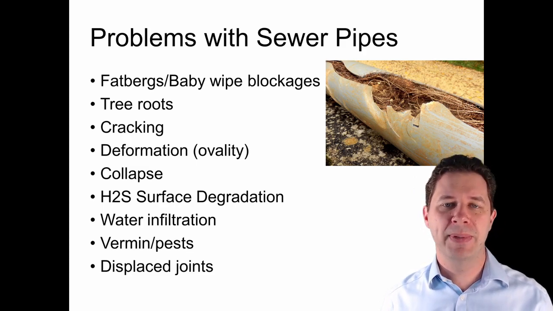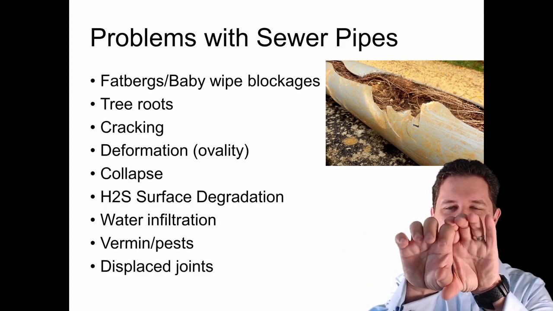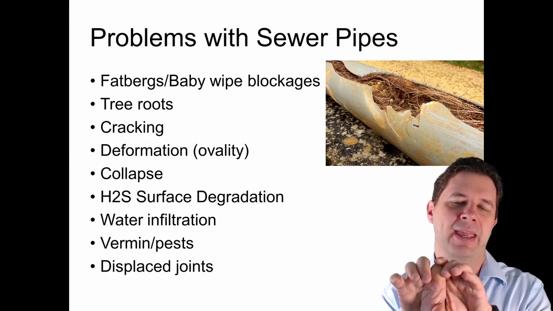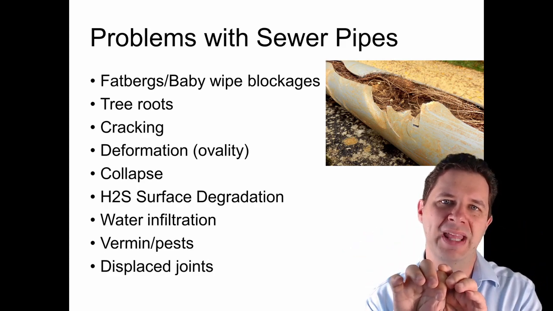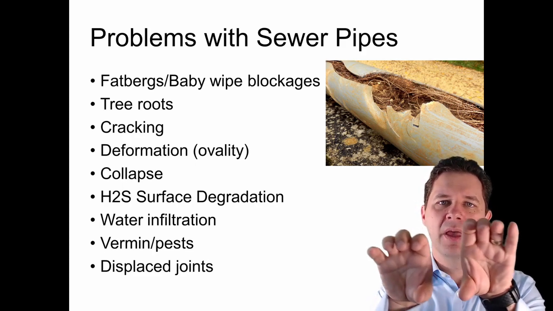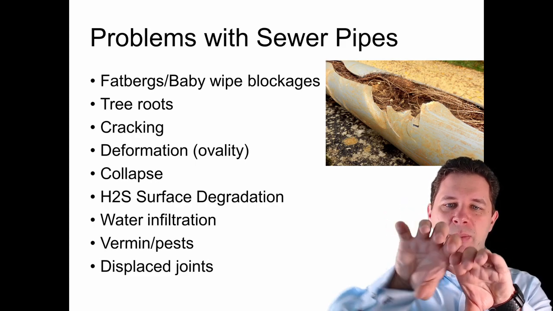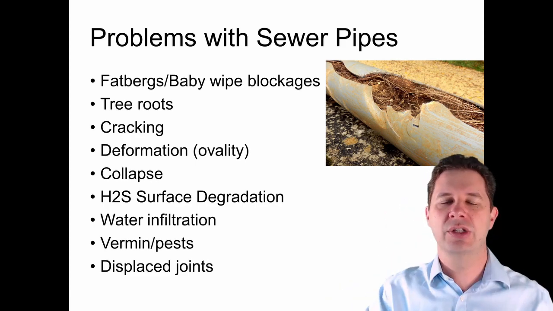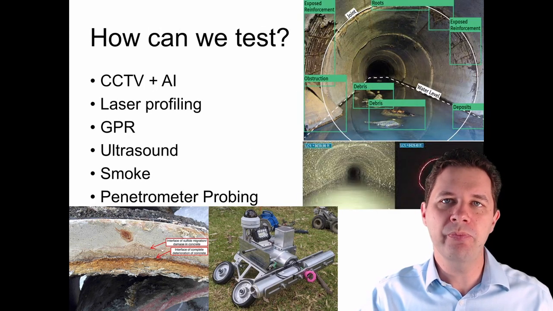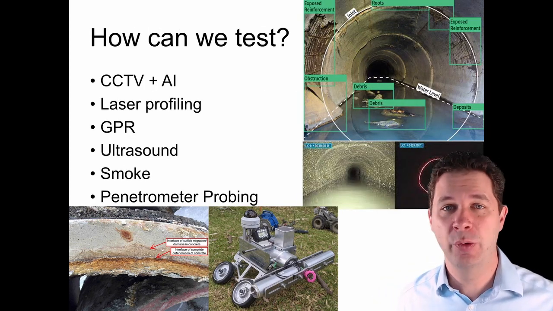We've also got potentially displaced joints where these sewers are meant to be joined. They're typically in lengths of maybe 2.4 meters or something like that. If they become disjointed, and they might go like this, or they might go like this, we've got all sorts of strange things that can occur. And so then we can ask the question, well, how do we test?